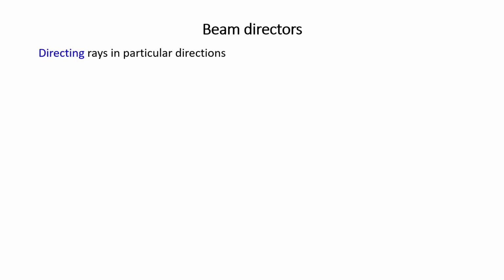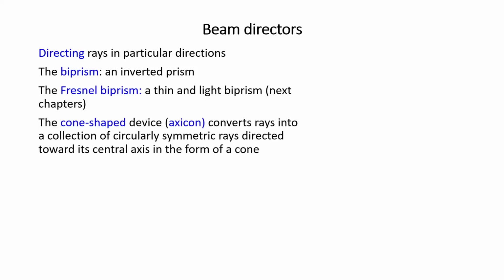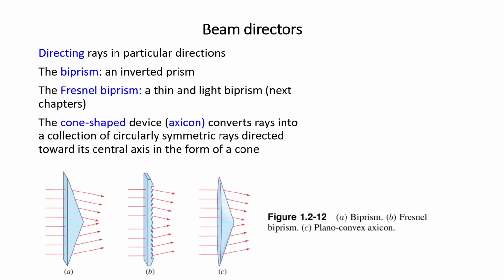Finally, let's briefly discuss the beam directors. An example is biprism or inverted prism, which is shown in figure A. We also have Fresnel biprism shown in figure B. We will talk more on that in the next chapters.